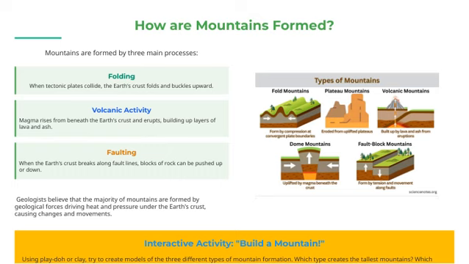The third process is faulting. When the Earth's crust breaks along fault lines, blocks of rock can be pushed up or down relative to each other. This movement can form mountain ranges or isolated peaks, depending on how the fault lines and blocks interact. Most geologists believe that the majority of mountains are formed by these forces: heat, pressure, and movement happening deep beneath the surface. These natural forces are constantly shaping our planet.